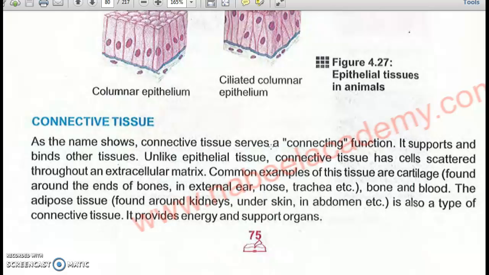abdominal cavity, okay. Whenever we eat more, we see that the belly size increases. This means the belly has more fatty content, and that fatty content is in the form of adipose tissue. So adipose tissue is also a type of connective tissue, which provides energy, and this also supports the organs.